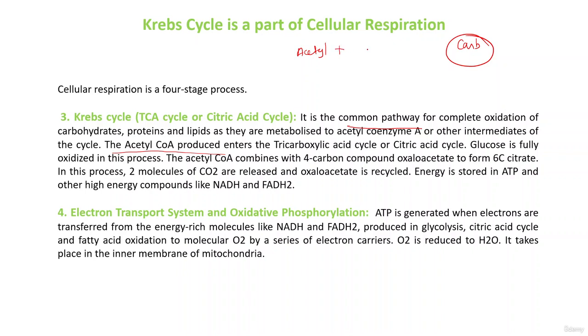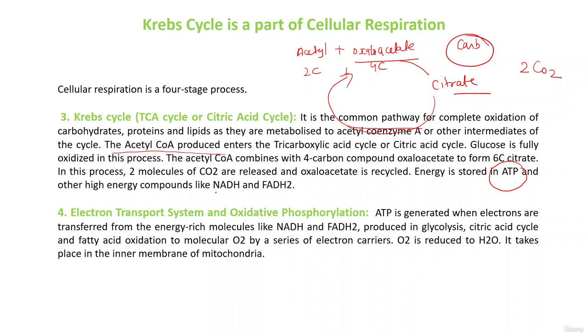For example, this acetyl CoA enters into the Krebs cycle and combines with the four carbon compound, oxaloacetate. This four carbon compound and this two carbon compound together form the six carbon citrate. In this whole process, two carbon molecules are released. Oxaloacetate is recycled, and during this process energy is stored in ATP and other high energy compounds.